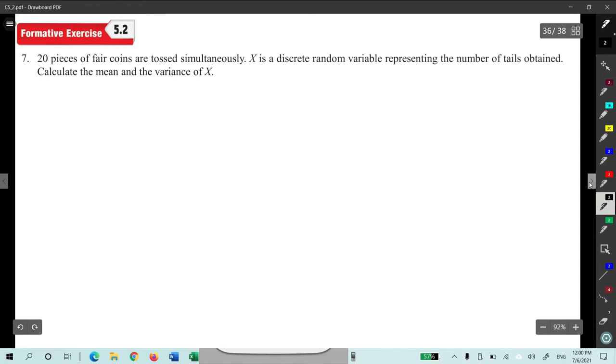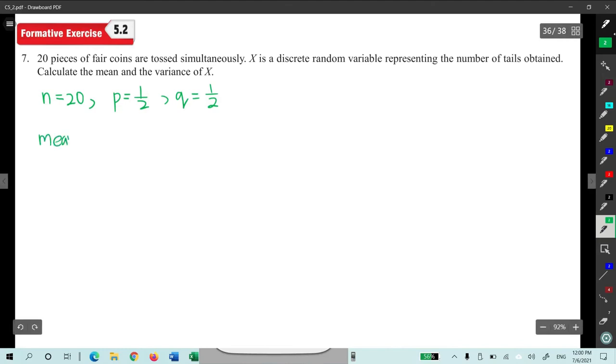Question number 7. 20 pieces of fair coins are tossed simultaneously. X is a discrete random variable representing the number of tails obtained. Calculate the mean and the variance of X. So first of all, let's extract the information. The value of n is 20. The value of p is basically 1 over 2. The value of q, 1 minus p, is also 1 over 2.